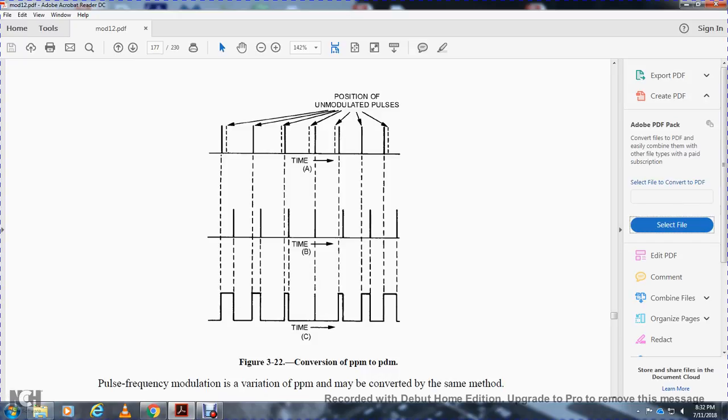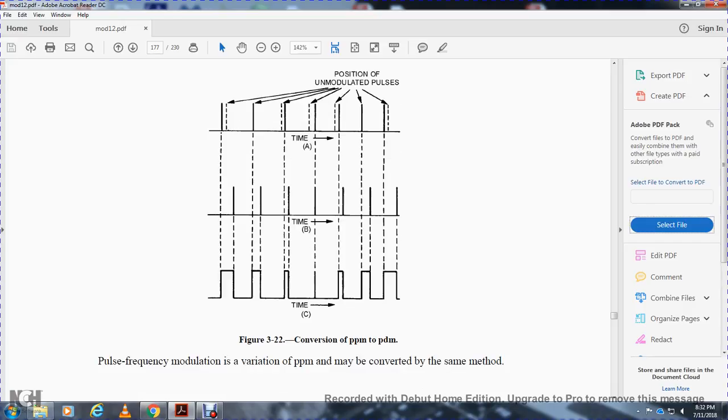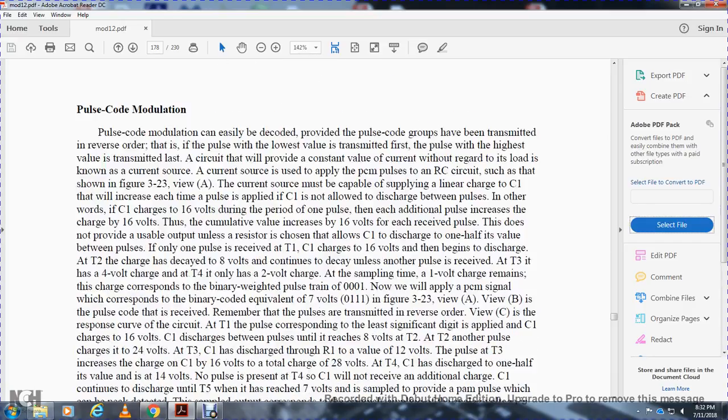Pulse frequency modulation varies with the pulse position modulation and may be converted by the same method. Pulse code modulation: pulse code can be easily decoded, provided the pulse code group is translated in reverse, with the pulse of the lowest value transmitted first and the pulse of the highest value transmitted last.